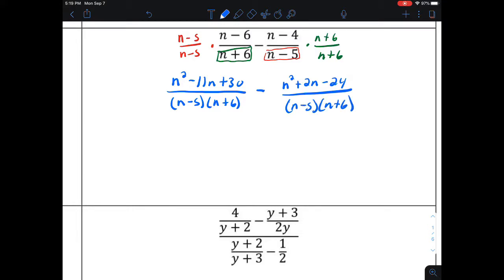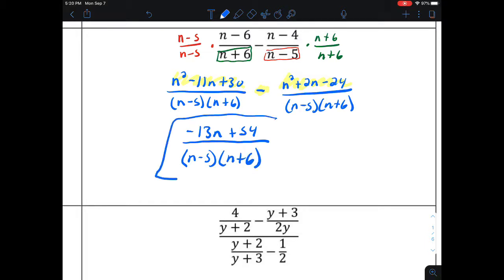And now let's do our operation on the numerators because they have the same denominator, so I can take the two tops and perform that operation, subtraction. So the n squareds would cancel. Negative 11 minus 2 makes negative 13n. And then 30 minus negative 24 makes positive 54 over my denominator of n minus 5 times n plus 6. And I'm not going to get it to cancel any farther or simplify any more than that right there.